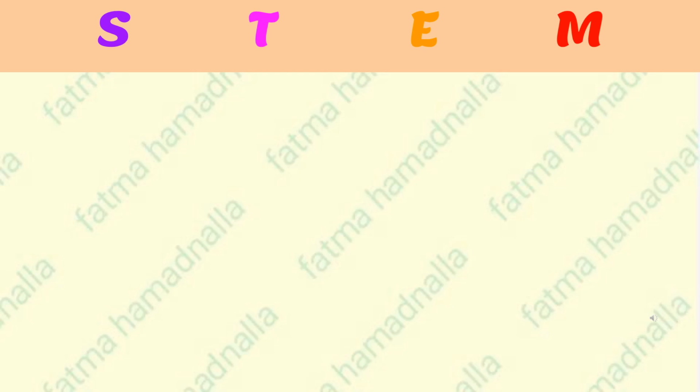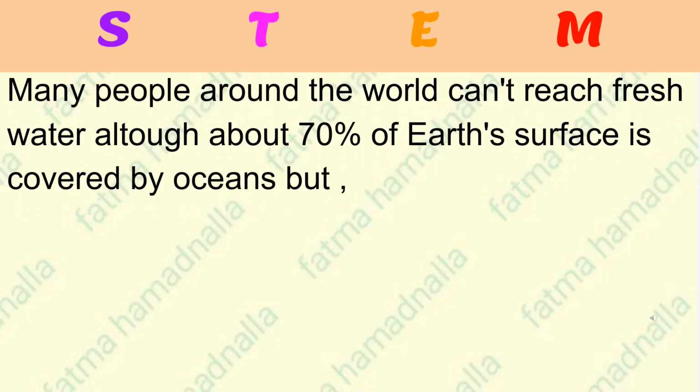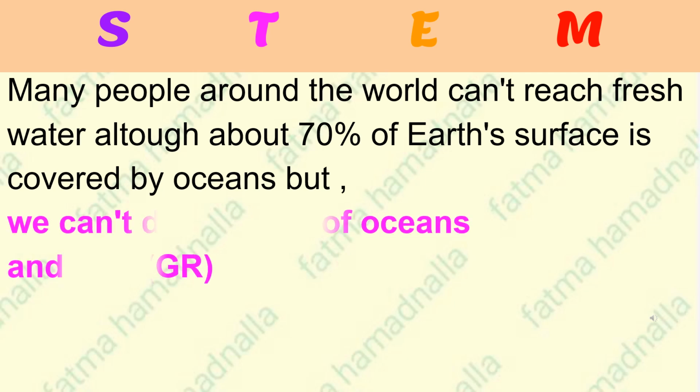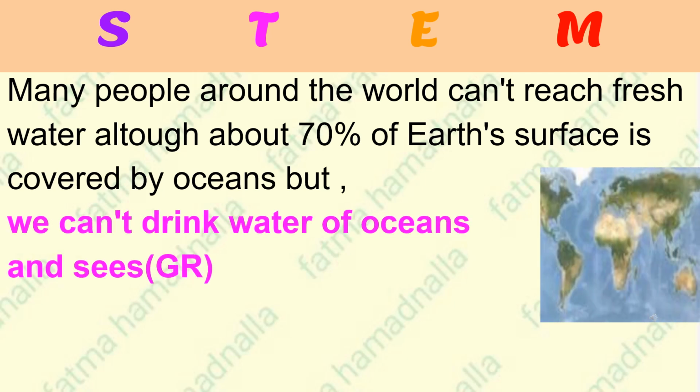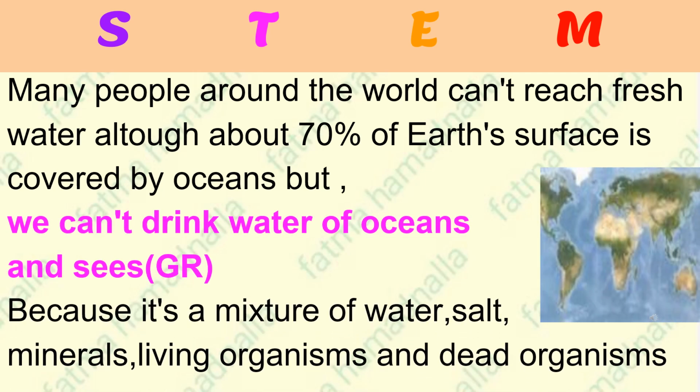Finally, you need to know that many people around the world can't access fresh water, even though about 70% of Earth's surface is covered by oceans. But why can't we drink ocean water? Because ocean water is a mixture of water, salt, minerals, living organisms, and dead organisms, which makes it unsuitable for drinking. Okay?